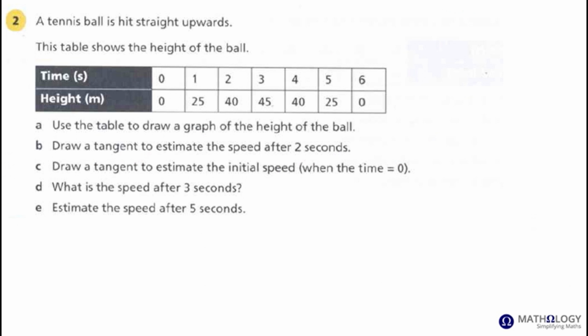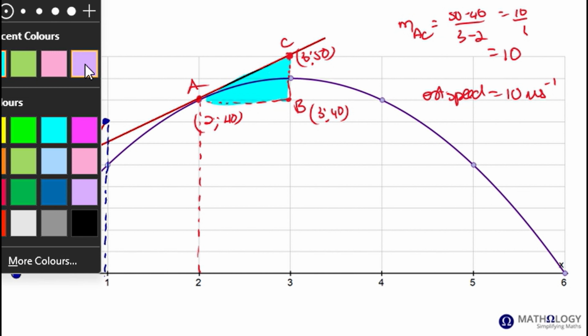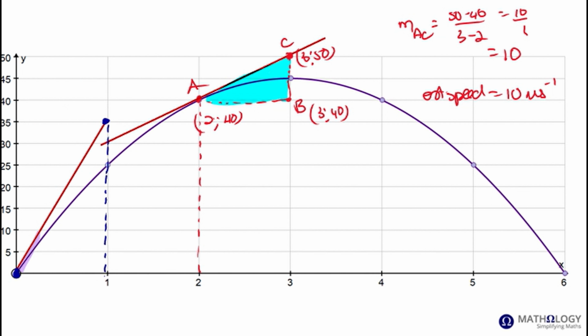Draw a tangent to estimate the initial speed when the time equals 0. So we go back to the graph, and now we draw a tangent line where x equals 0. Let's draw a triangle. Let's use this point over here. This will be our triangle. The gradient of that line, we can call OD. The height will be 35 minus 0, so it's going to be 35.